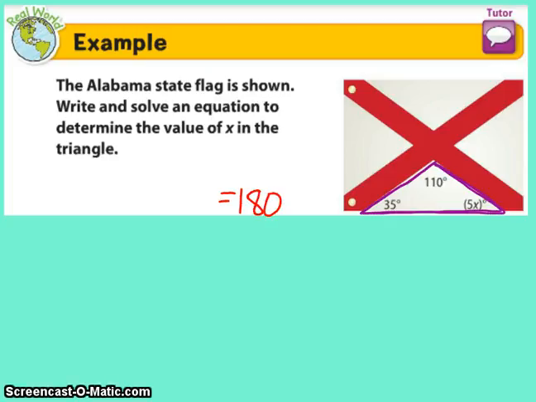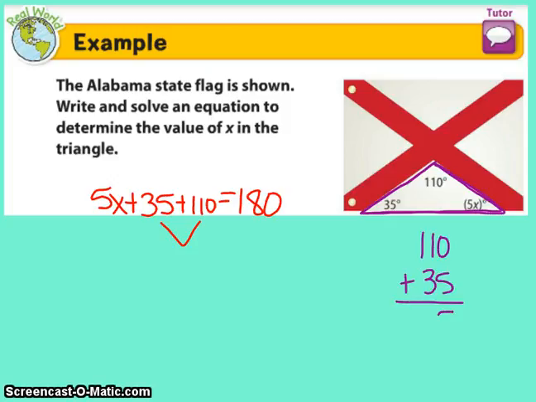Then I want to start with my x, so I have 5x plus 35 plus 110. First thing I have to do is add these two together. So I have 110 plus 35. 0 plus 5 is 5. 1 plus 3 is 4. And I bring down this 1, so it's 145. And I bring everything else down, so 5x plus 145 is equal to 180. Now this is a two-step equation, so I can do those circles or the flow chart.